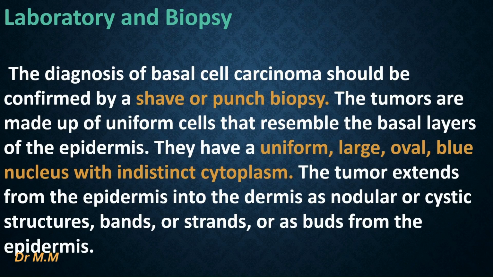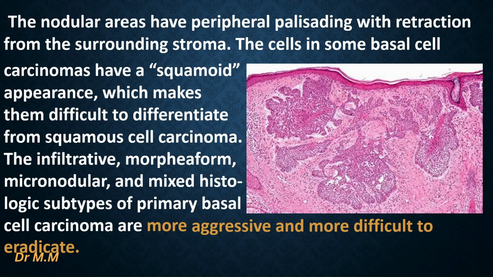Laboratory and biopsy. The diagnosis of basal cell carcinoma should be confirmed by a shave or punch biopsy. The tumors are made up of uniform cells that resemble the basal layers of the epidermis. They have a uniform large oval blue nucleus with indistinct cytoplasm. The tumor extends from the epidermis into the dermis as a nodular or cystic structure, bands or strands, or as buds from the epidermis. The nodular areas have peripheral palisading with retraction from the surrounding stroma.